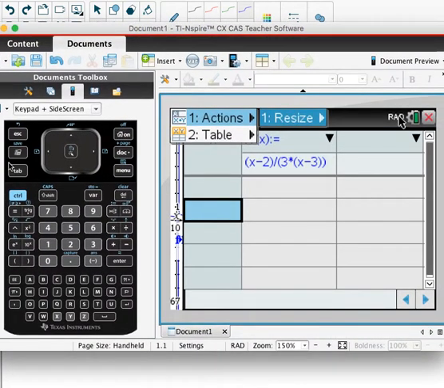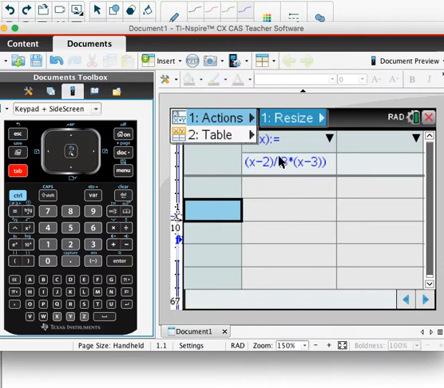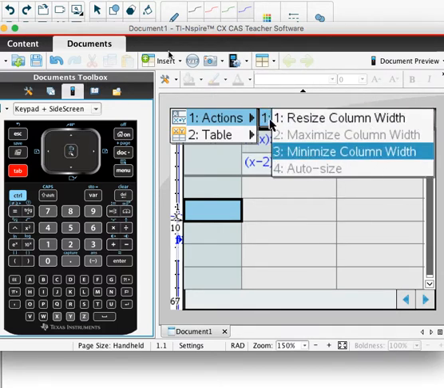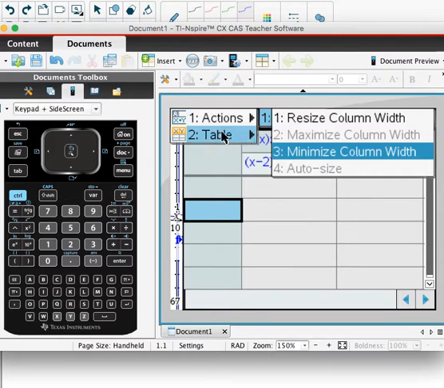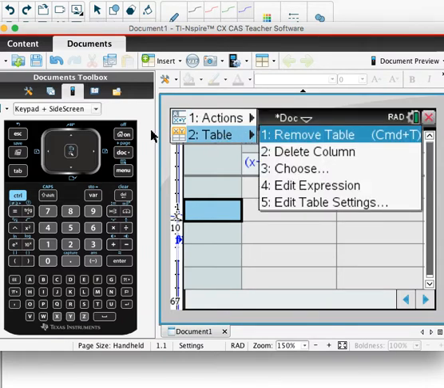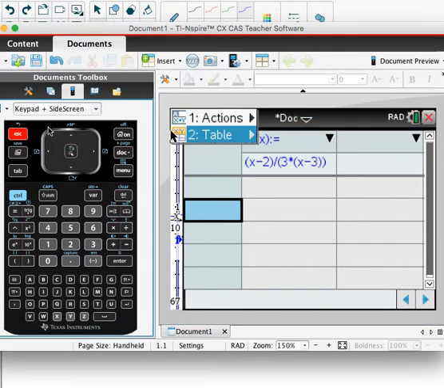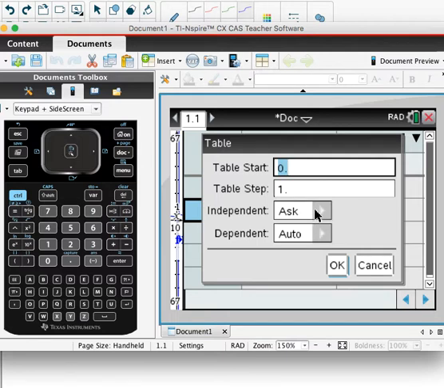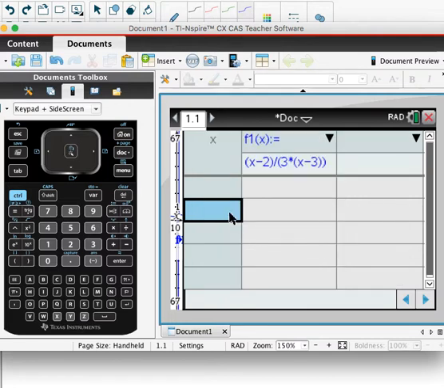If you put in a function, so what I did was I put in the function into a graphs page, and then I hit Control T to put a table. And then I want to show you, let me escape this for a second, hit Menu, Table, and then Edit Table Settings, put your calculator into ask mode. Usually it's in auto. We'll put the independent value into ask mode. Then you can type in whatever values you want for x.